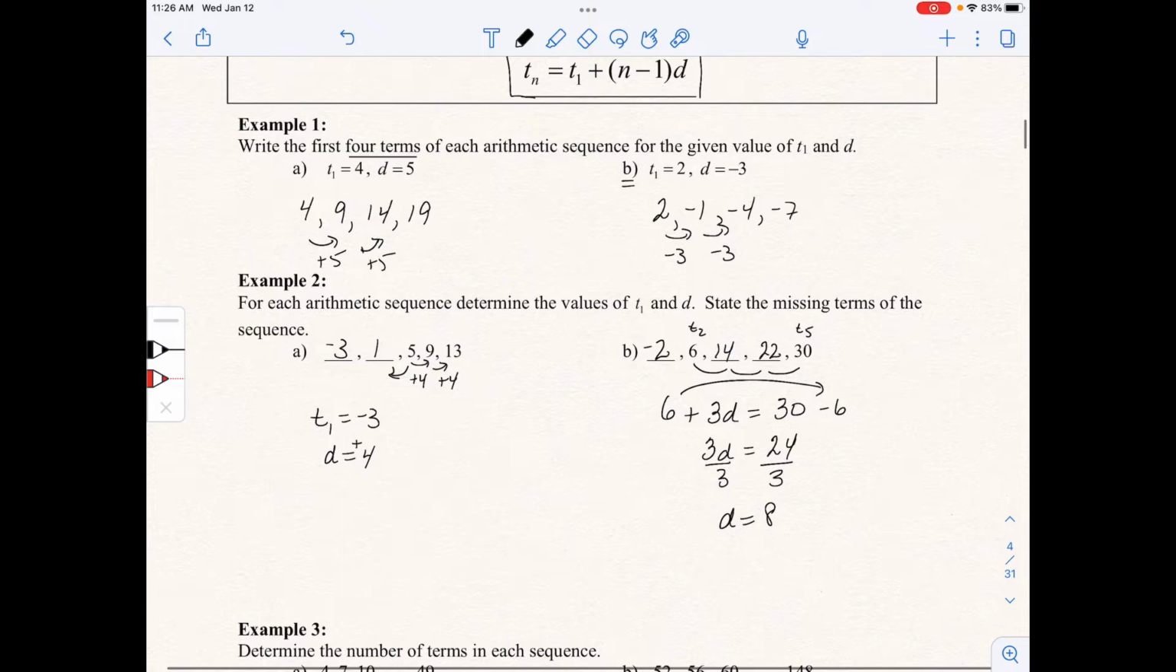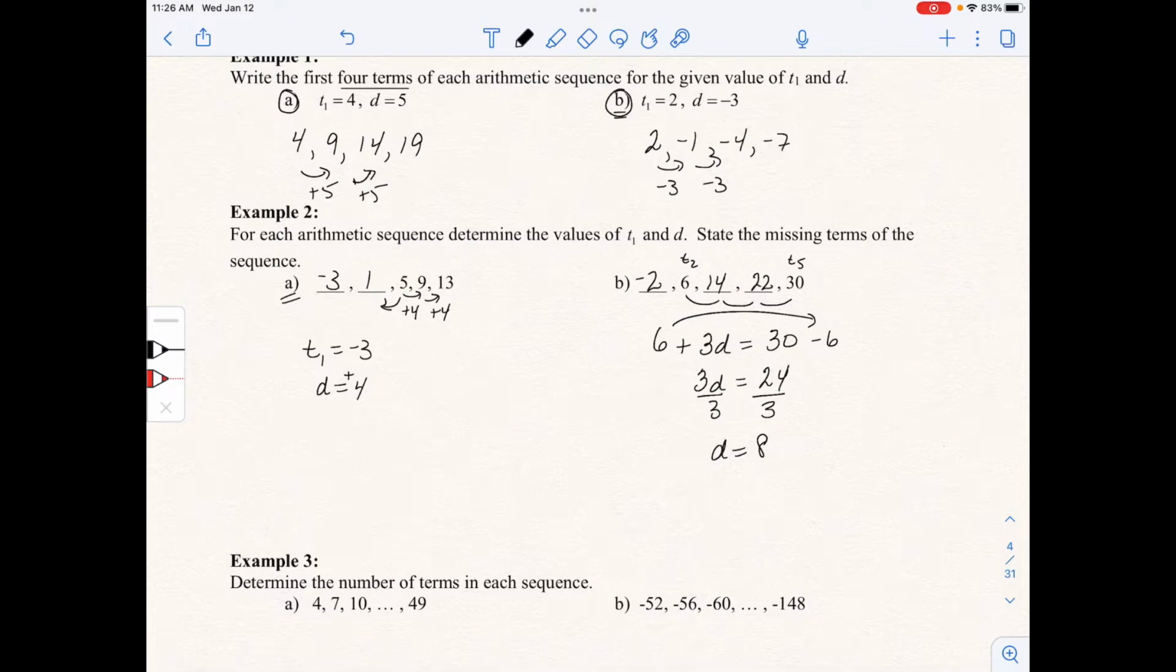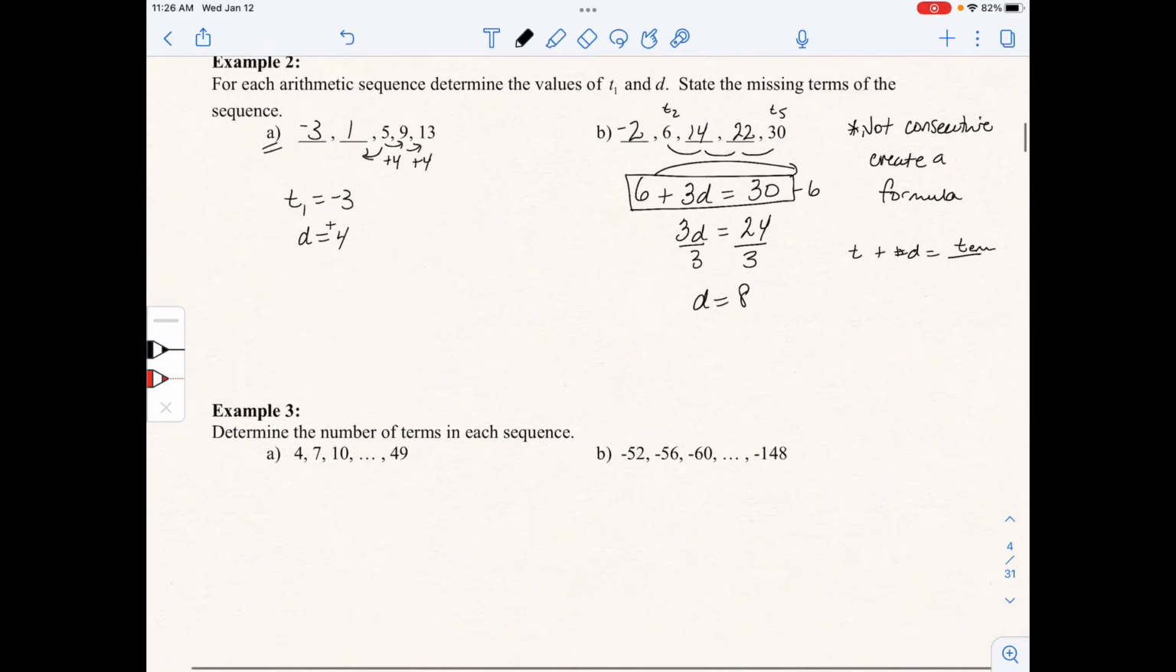So for the first examples, we could just write down that we had no missing information. A, we could just look and figure out the missing information. This one we had to create sort of a little formula, okay? When we have missing blanks and it's not consecutive, there's no consecutive terms, we're going to create a little formula. It's our first term that we have, our term plus the number of differences equals some other term. And then we solved for D.